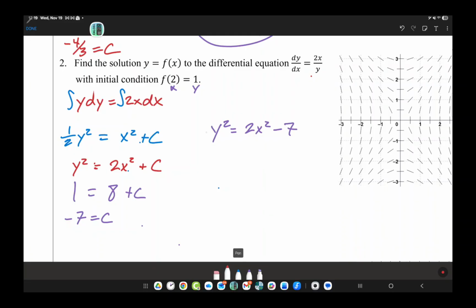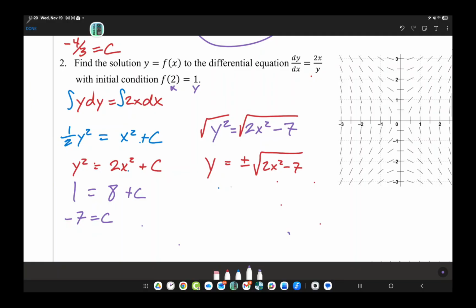And then when you square root both sides, what do you get? Plus or minus the square root of 2x squared minus 7. However, only one of these is going to work. It's only going to be positive or negative. And to know which one, just plug in your values. So if I plug in 2, do I get positive 1 or negative 1?